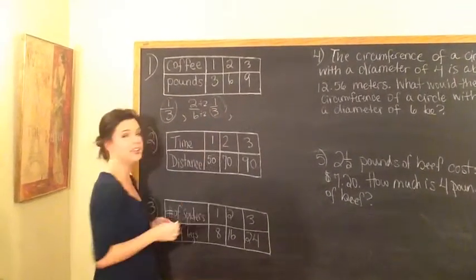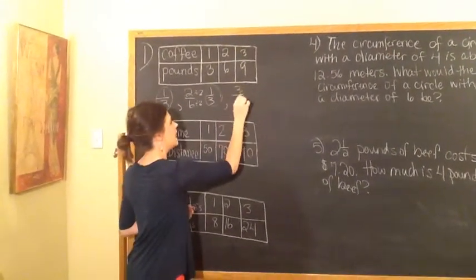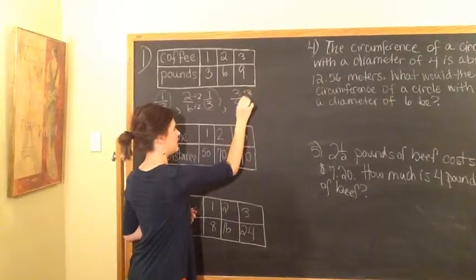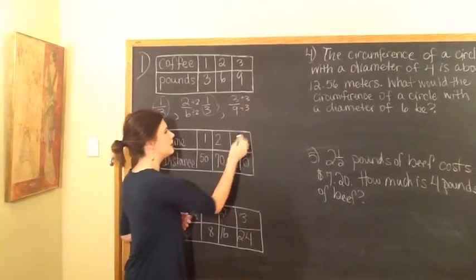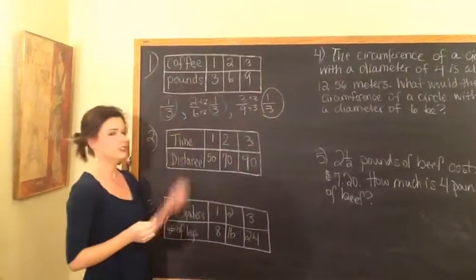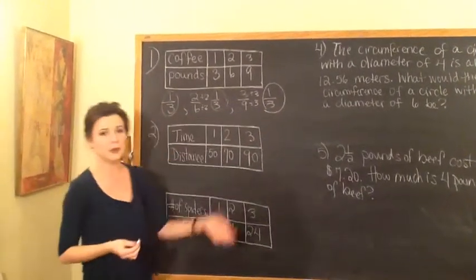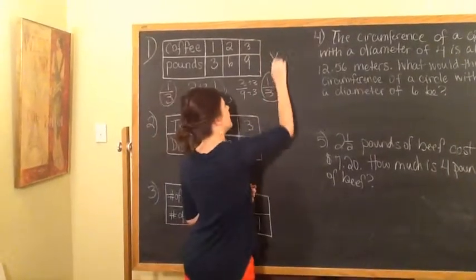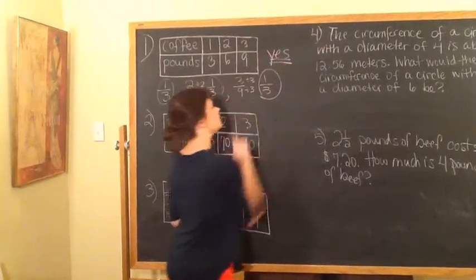So let's go ahead and continue. If we have 3 to 9, let's divide out a 3, divide out a 3, and we're going to be left with 1/3. So all of this information is proportional because we get the same unit rate. So we would say, yes, it is proportional.